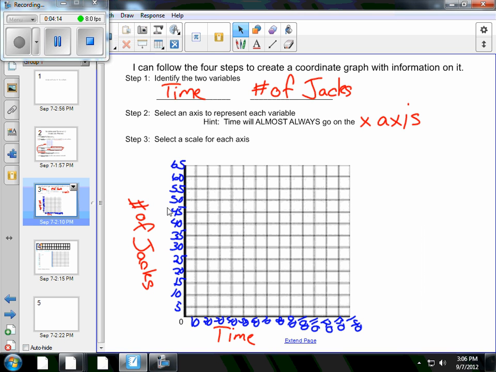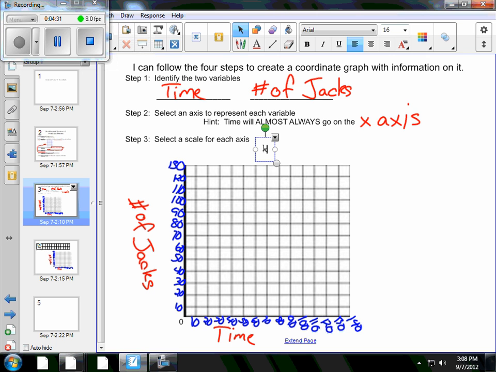So I'm going to erase all that. And then I'm going to actually go up by tens this time. So up here, I went up by tens for each one. So that's my scale for each axis. For the x, I went up by tens. For the y, I went up by tens.